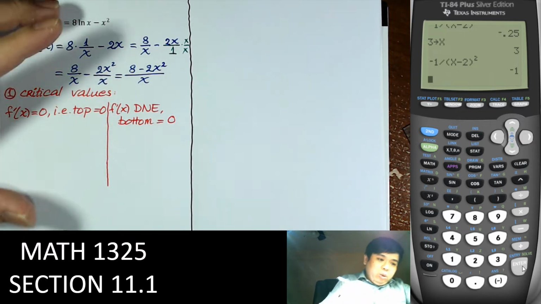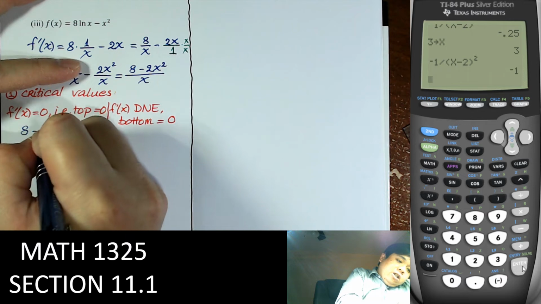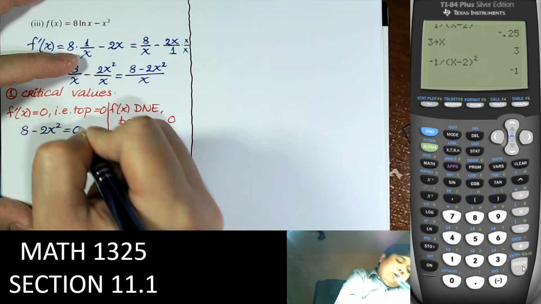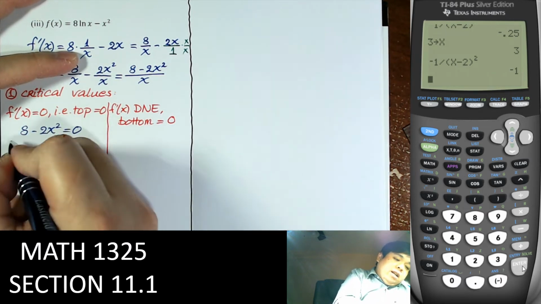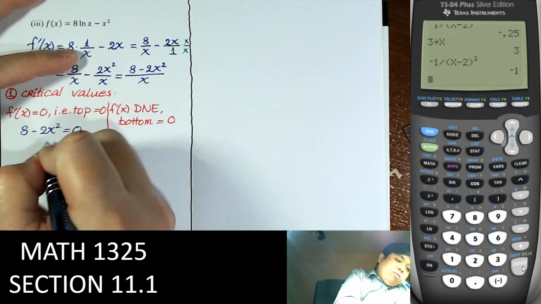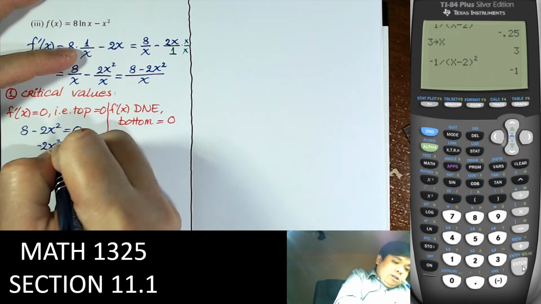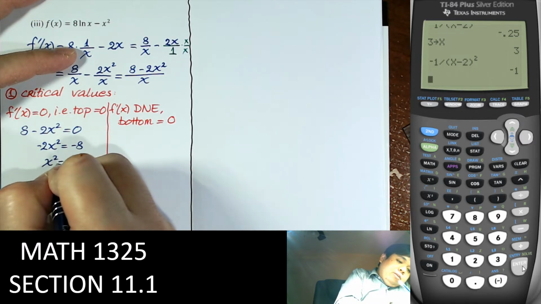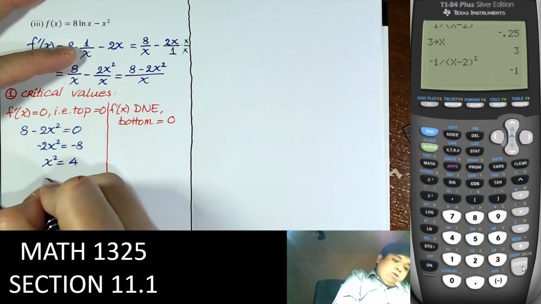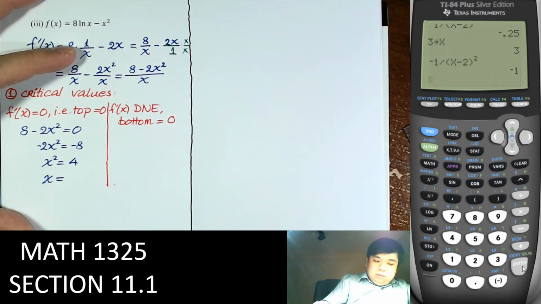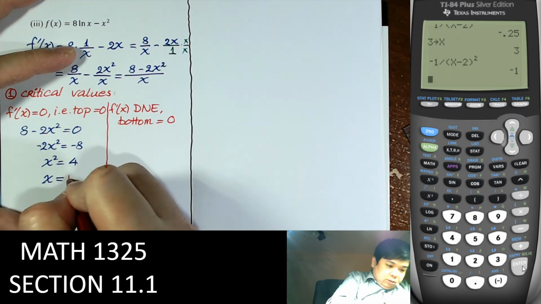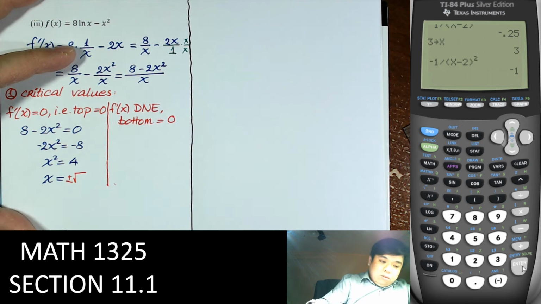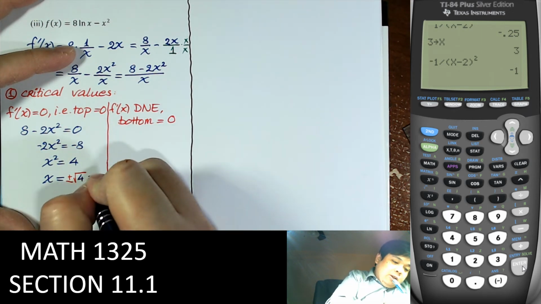One important thing we need to watch out for. The top, 8 minus 2x squared, equal to 0. So we solve for that: subtract 8, divide by negative 2, and then take the square root. So that's plus or minus 2.